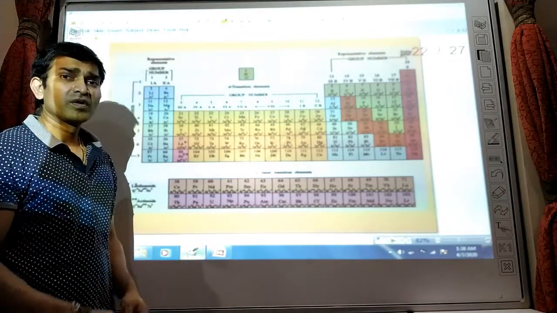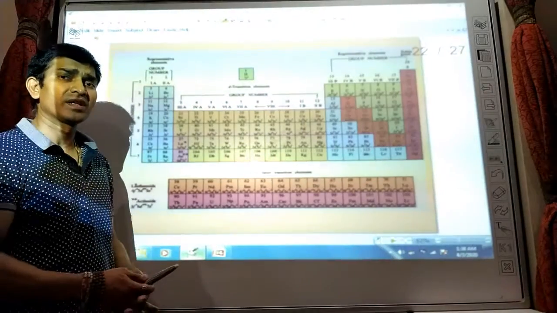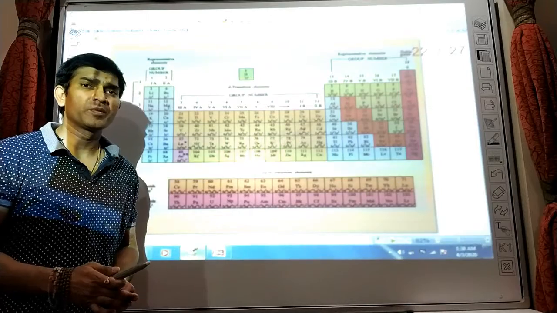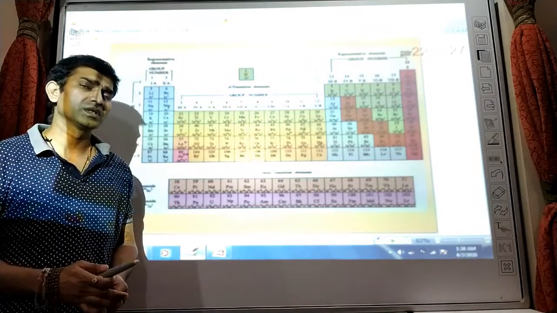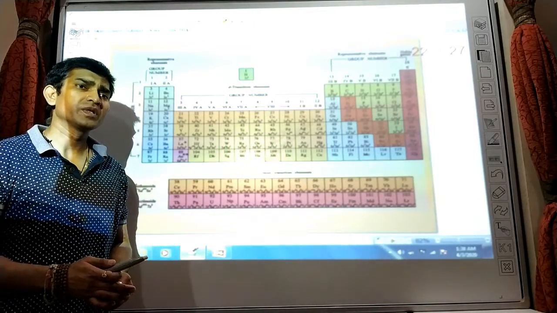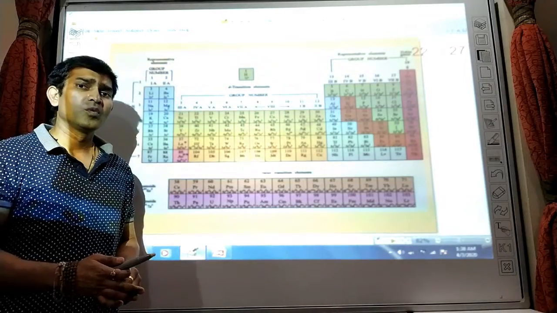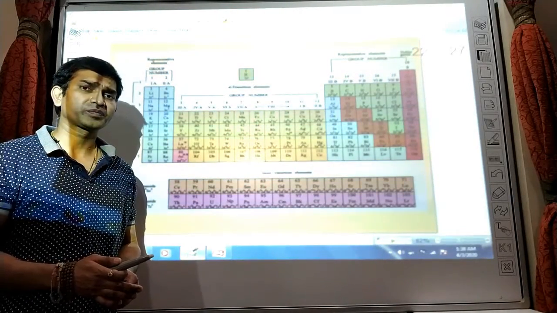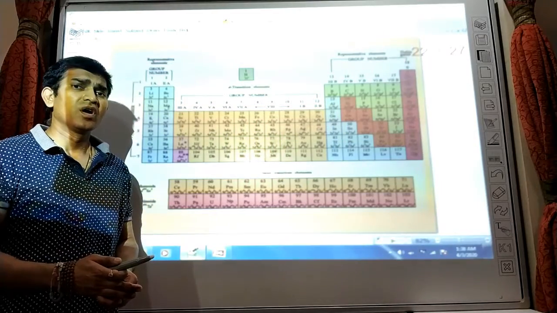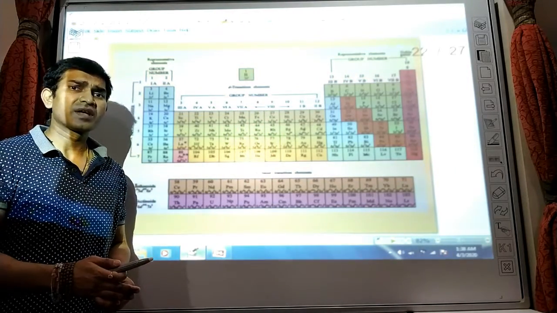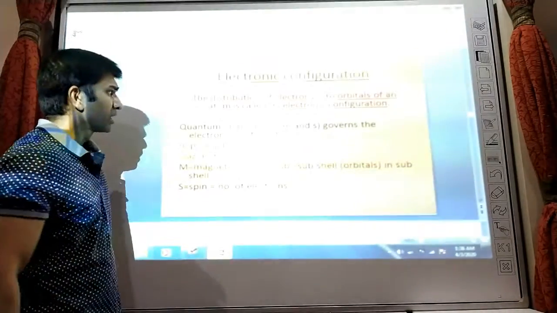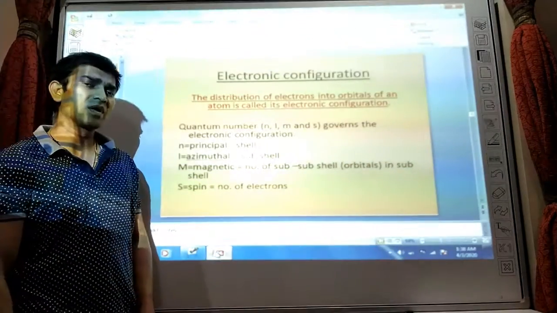And before I start with electronic configuration, I think we should all know a little bit about the quantum numbers, because the quantum numbers are very important to place the electrons in their desired positions. So let's have a look at the four quantum numbers. There are four types of quantum number.